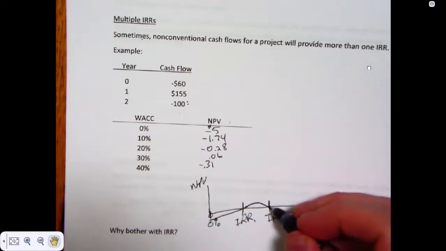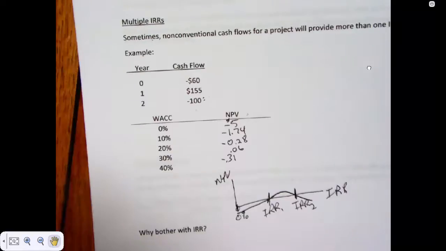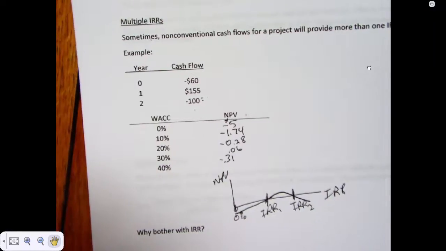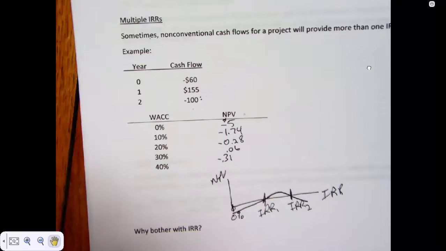So why bother with IRR? So I gave you the example of Rob Walton and the folks there at Walmart. And the managers oftentimes like to look at IRR because it kind of gives a safety margin for them. So it provides a margin of safety or a margin of error.